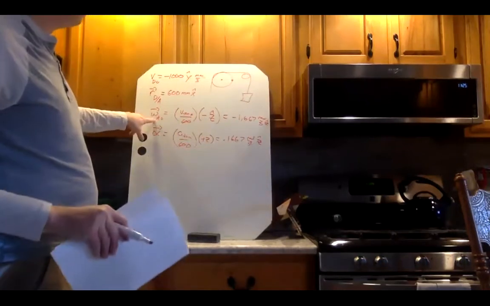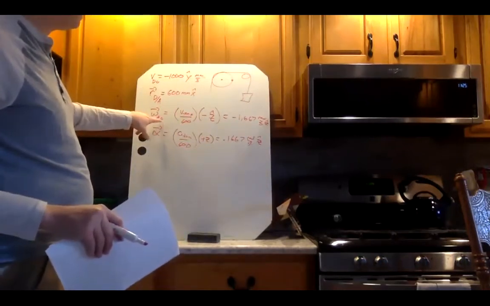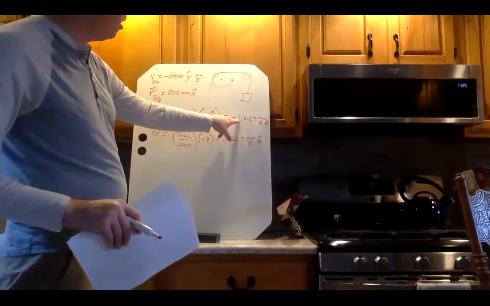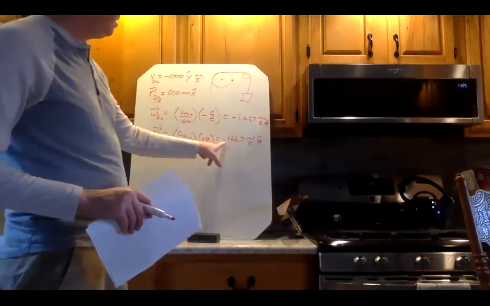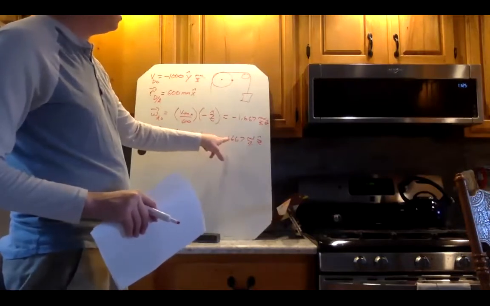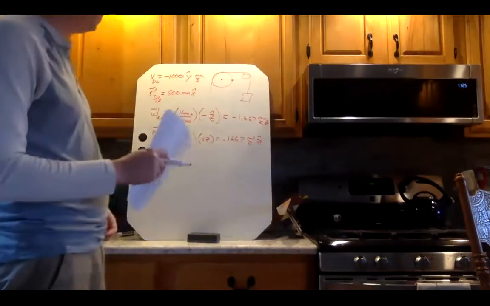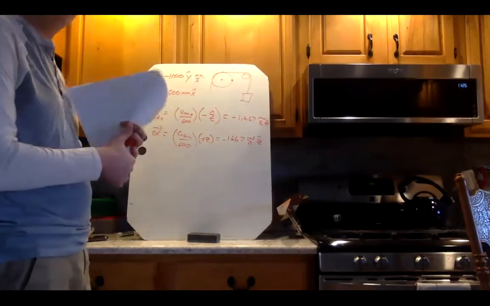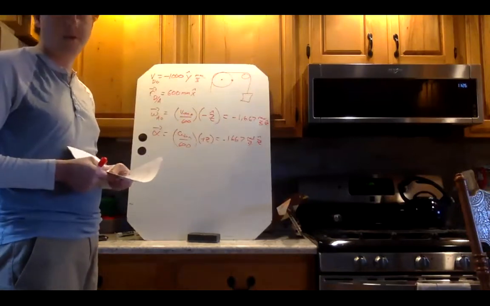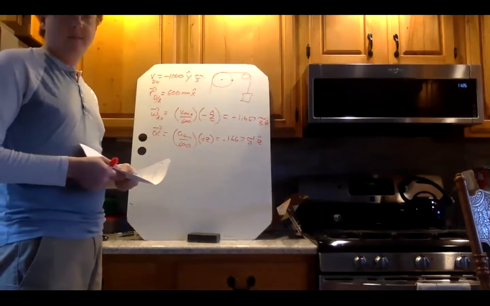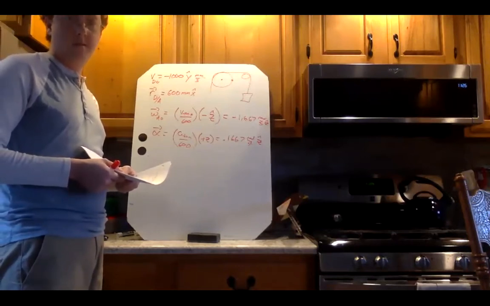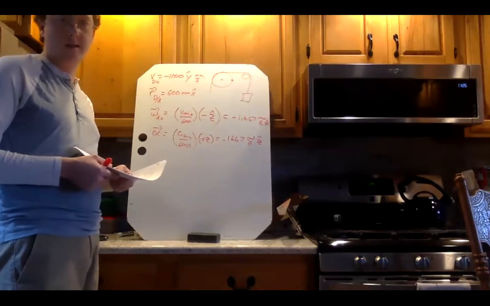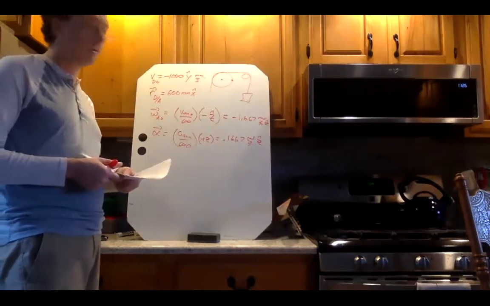So initial omega A initial is negative 1.667 z hat. Alpha is 0.1667 z hat. Raise your hand if you see where I'm getting that part. Mohammed, did you see that? Yeah, okay.